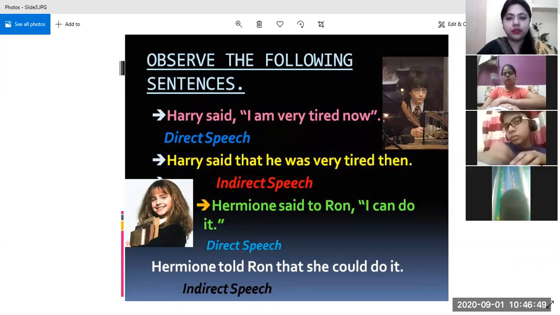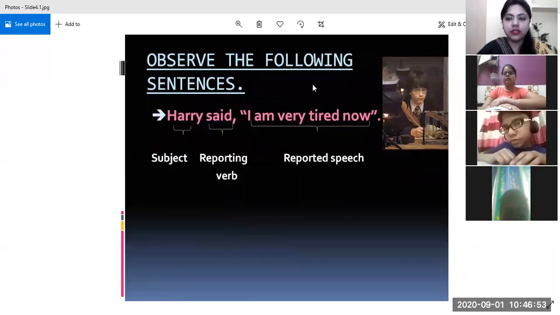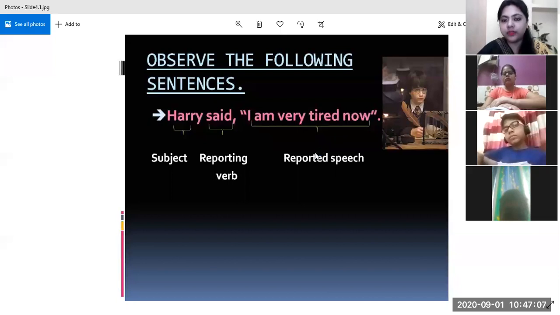Now look at this sentence, the same example. Harry said, "I'm very tired now." What is Harry? Harry is the subject. Then said is the reporting verb. And the speech which has been quoted, the actual words, that is known as reported speech. So these are the parts of a direct speech sentence.